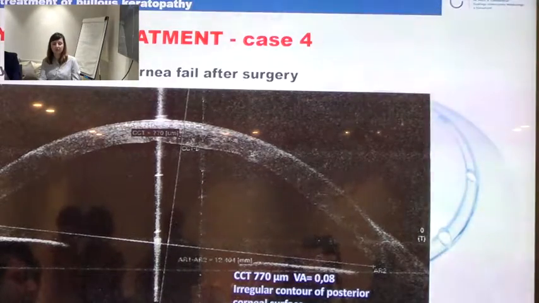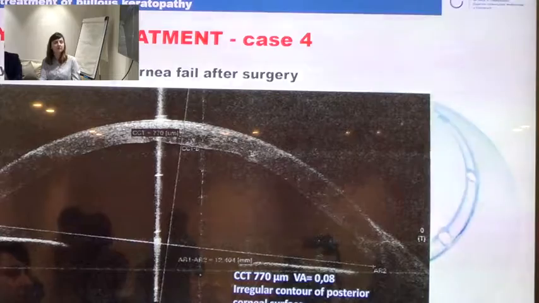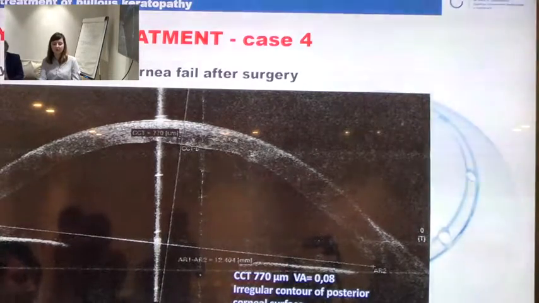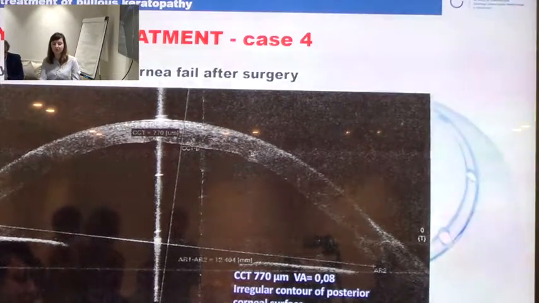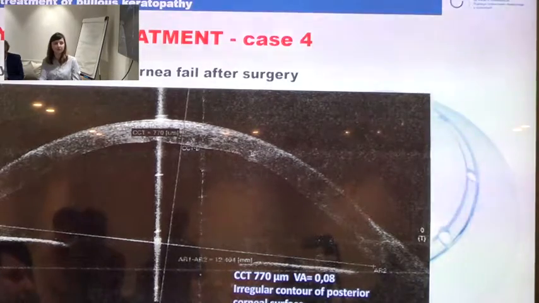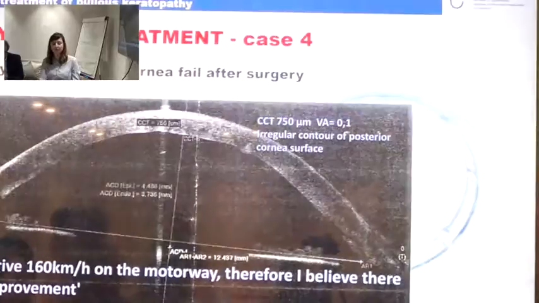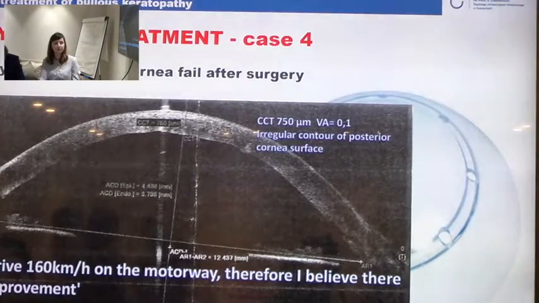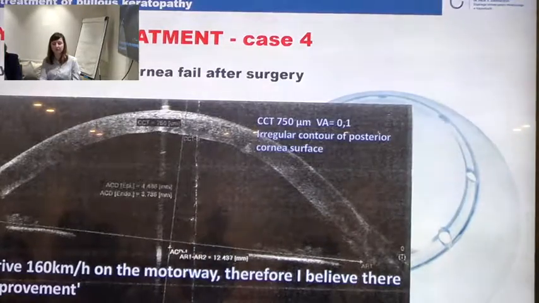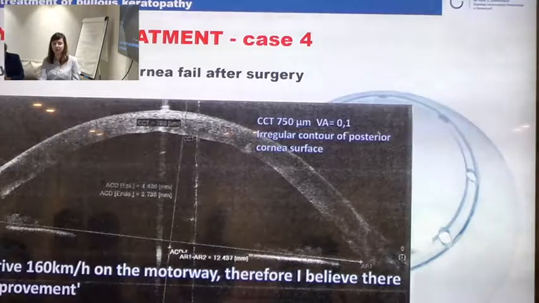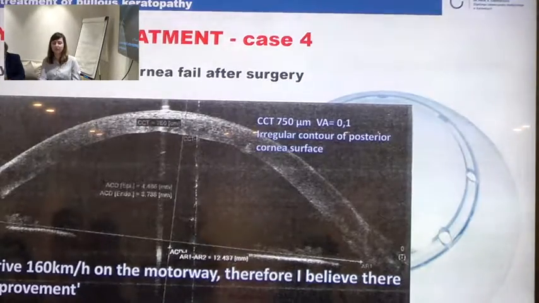And the last patient I'd like to share is a 70-year-old, a general surgeon, that experienced corneal failure after phacoemulsification. He reported with 770 micrometers, and after 1 week of treatment, it dropped to 750 micrometers, and the visual acuity has improved. And I asked him if he feels that there is any improvement for him. So he replied that he can drive 160 kilometers per hour on the motorway. Therefore, I believe there is an improvement.